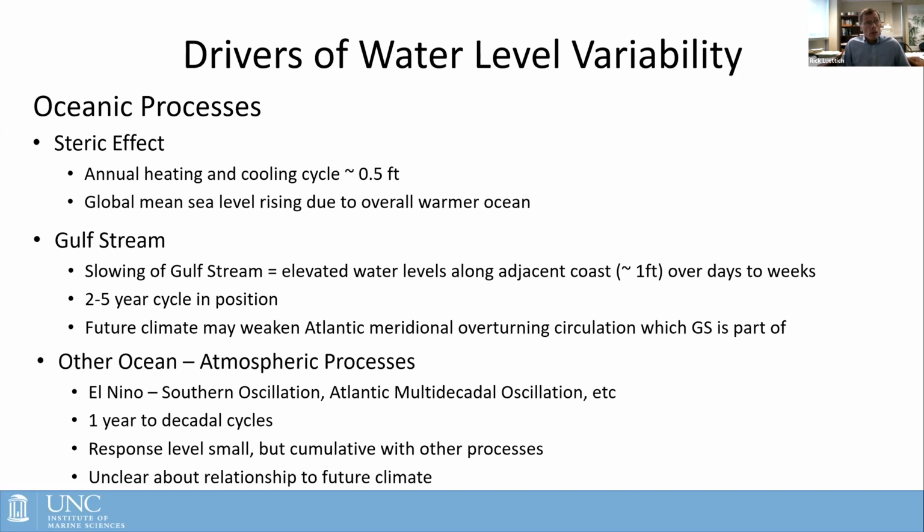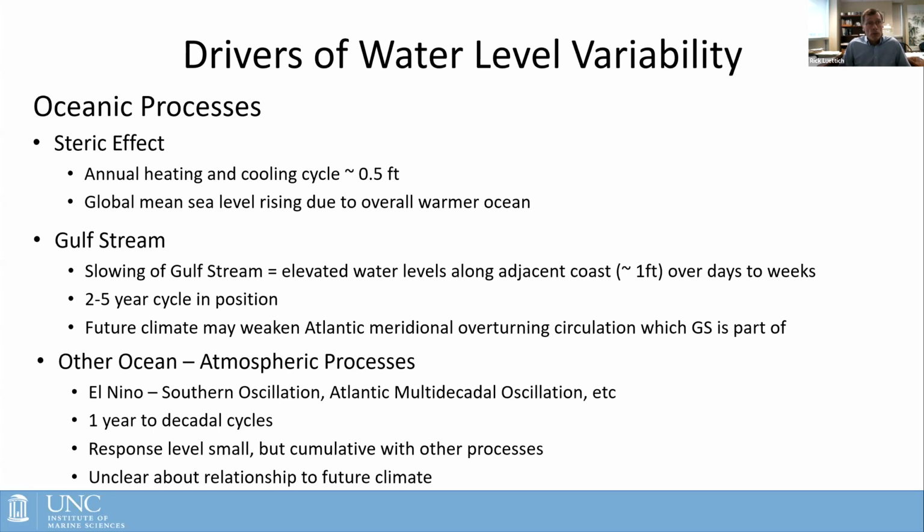The Gulf Stream runs along the coast of North Carolina, and interestingly enough, the strength of the Gulf Stream and the position of the Gulf Stream will affect coastal water levels. And slowing the Gulf Stream actually raises water levels along the coast of North Carolina, and it can affect them by as much as 1 foot. This occurs over cycles of days to weeks.